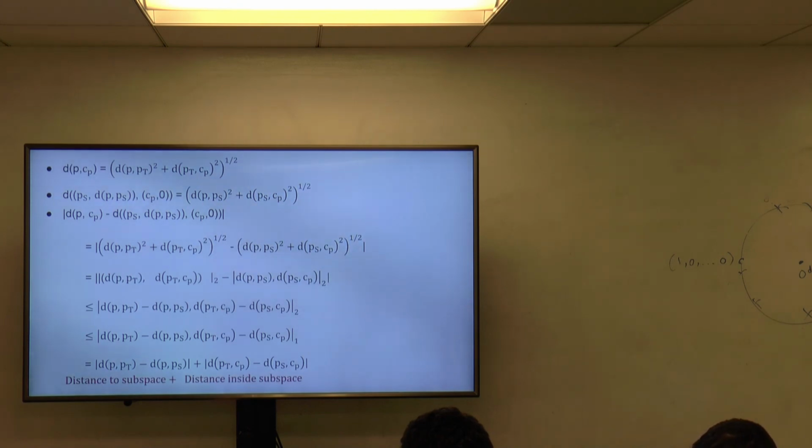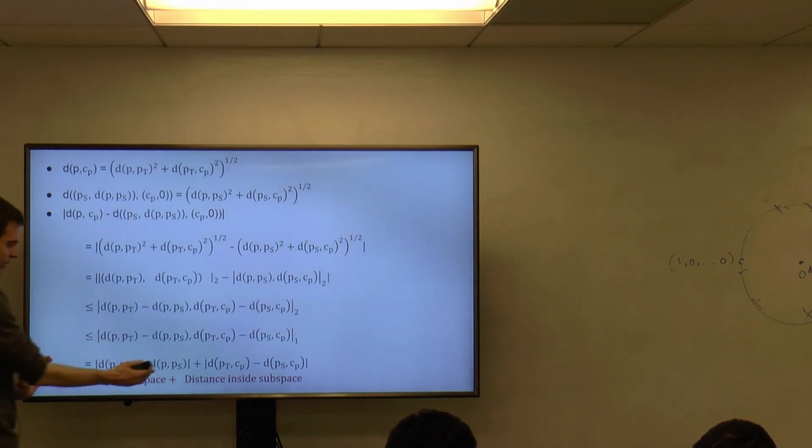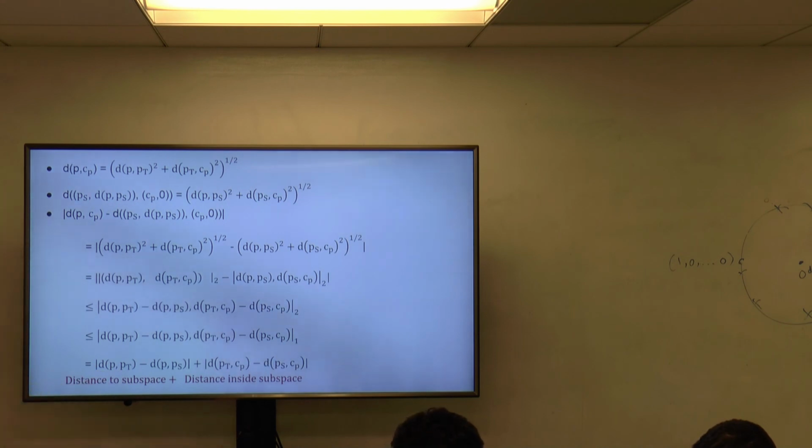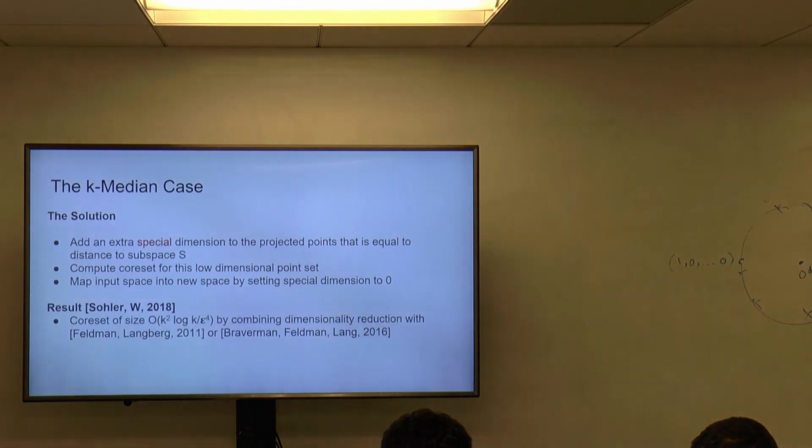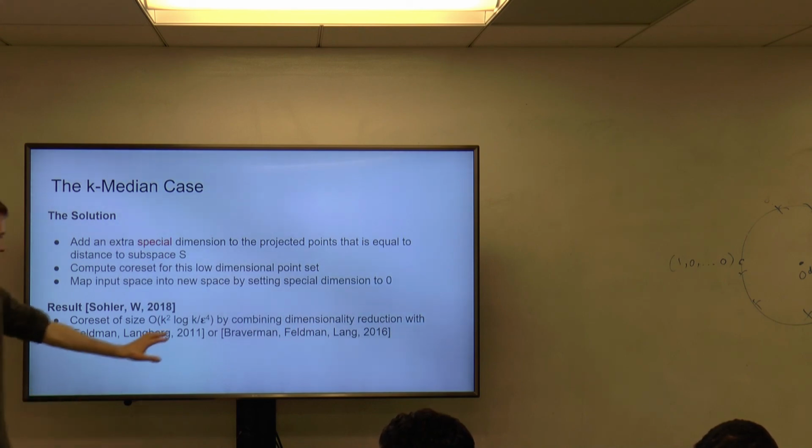Again, the details are not important. You're just using those two properties, distance to subspace and distance inside of subspace, and elementary inequalities. So for K-median, the solution was to add this extra special dimension to the projected points to fix this problem. For K-means, we first gave a new algorithm, a new dimensionality reduction procedure, and then we adapted it by adding this special dimension. Overall, it gives a coreset of size k squared over epsilon to the 4th for K-means.